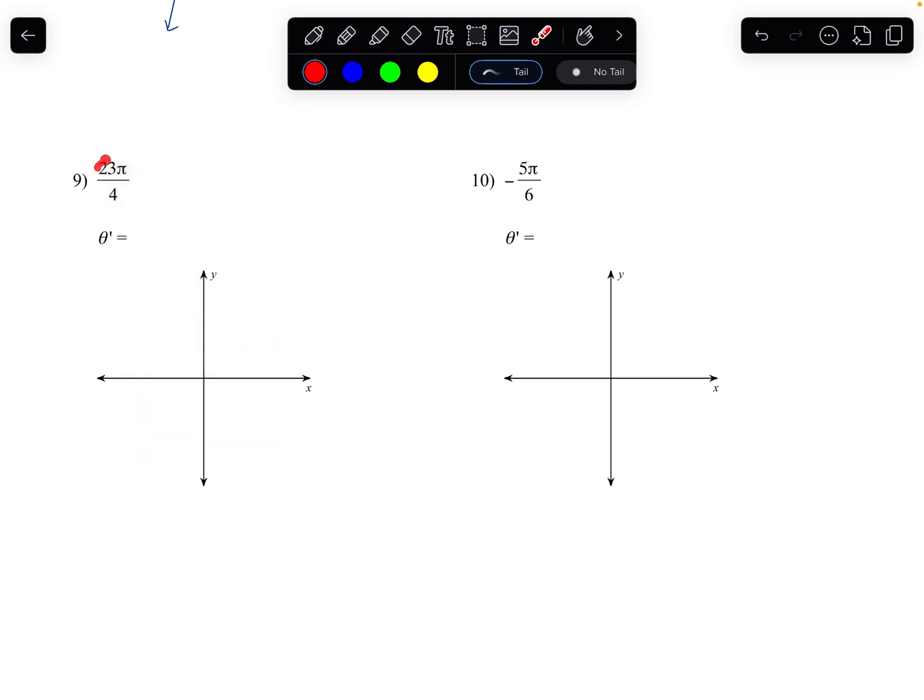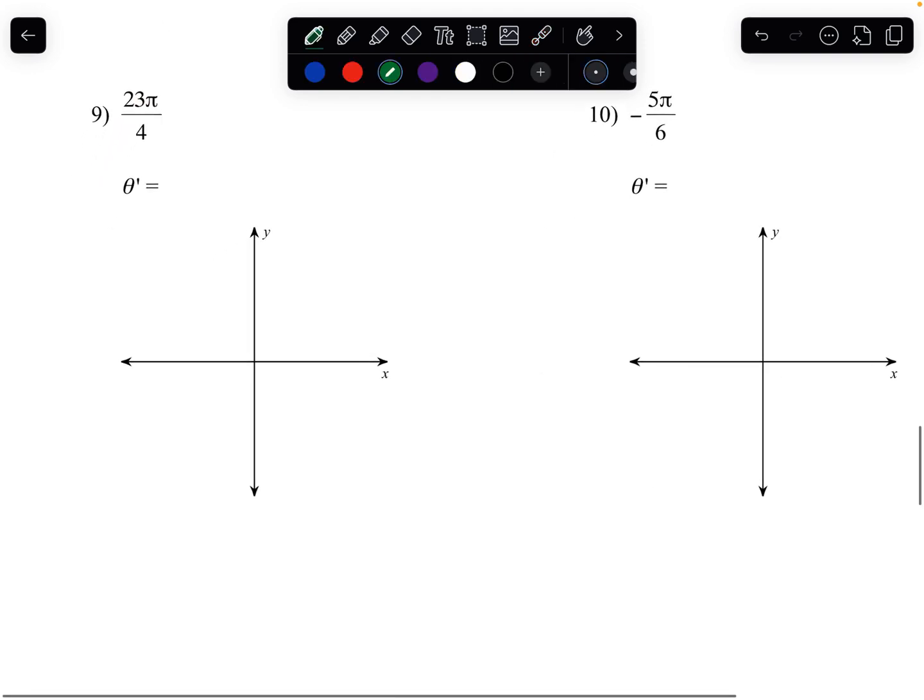We're trying to count up to 23 of those parts right here. So if I rotate a half, like this right here, I'm going to have rotated 4 pi out of 4 parts.